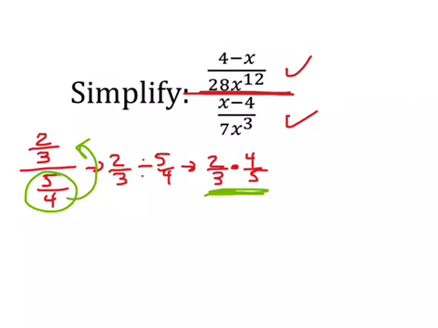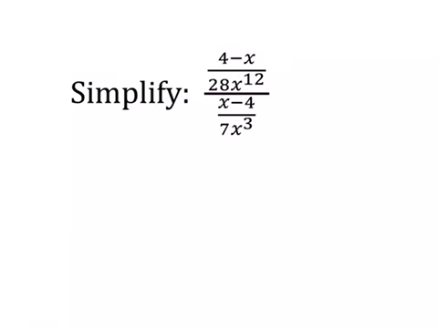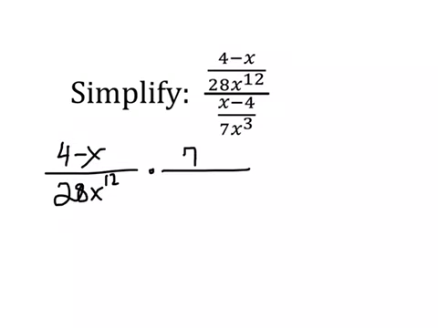We're not going to keep writing this over and over again. We're just going to know that this fraction in the denominator flips up and multiplies by the numerator. So here we go. I have 4 minus x over 28x to the 12th, times, this becomes 7x to the 3rd in the numerator and x minus 4 in the denominator. All right. Now, these two items will cancel out.